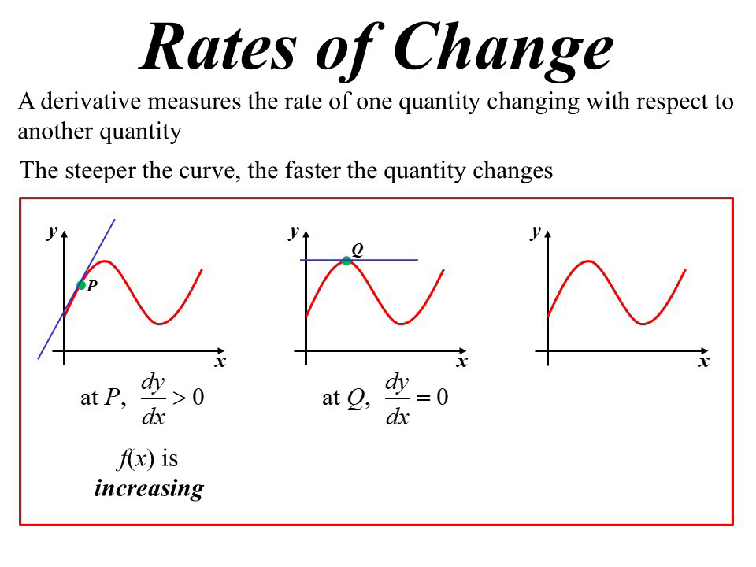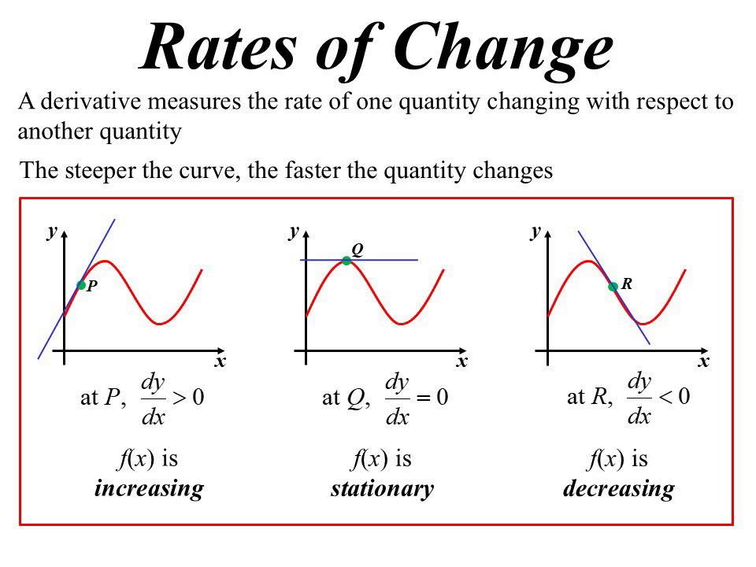If it's right at the top, well, that's going to be horizontal. That's when we say the curve's stationary. It's not going up, it's not going down. And then, of course, once we slide down the other side, now the derivative is negative. We've got a negative tangent. Curve's going down, so we call it decreasing.